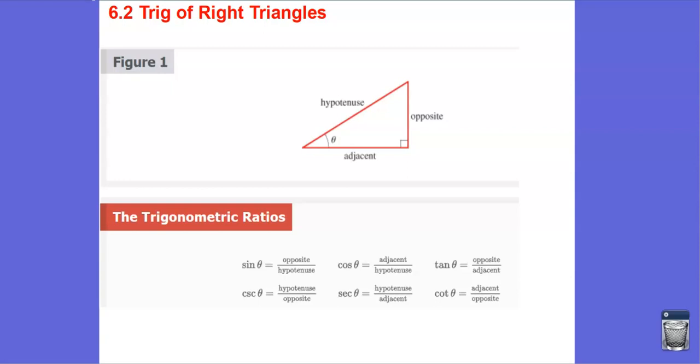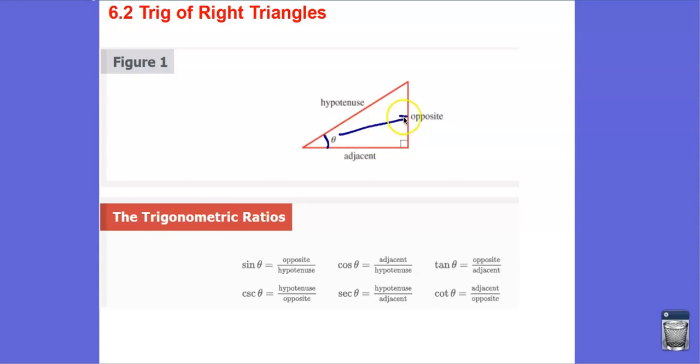This is 6.2, more trigonometry. Now, in this lesson we're going to be talking about right triangles. Hopefully, in your prior classes, they covered right triangles and the relationships between the sides. So basically, you have the adjacent side, the opposite side, and the hypotenuse, based off of theta, the angle measurement that it's referring to.